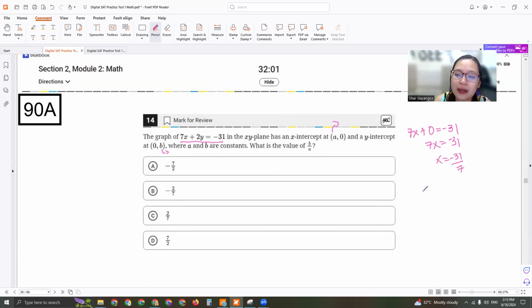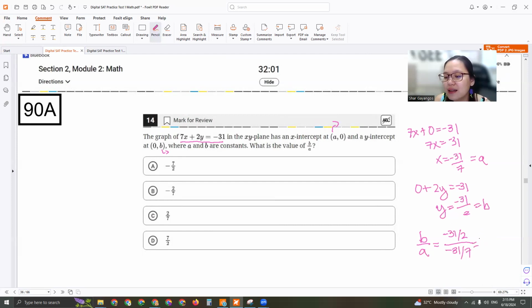Similarly, if we apply this for the y-intercept, this happens when x is 0, and the y-intercept is the value of y at that value when x is 0. Meaning this is equal to A, and then this is equal to B. So if you're looking for B over A, all you have to do is write it this way, right? Negative B all over A, negative 7, and then that gives us negative 31 over 2, 7 over 2, correct?